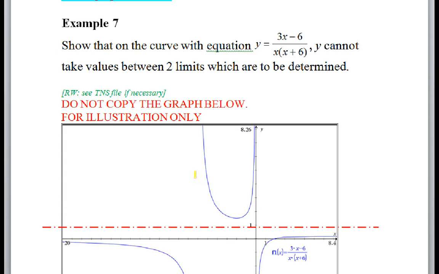Close attention to example 7. Okay, important. You may read this on your own 10 times, you still cannot understand. So please pay attention. Show that on the curve, or with this equation, y cannot take values between two limits, which are to be determined. Okay, don't copy. Don't copy the graph, please.